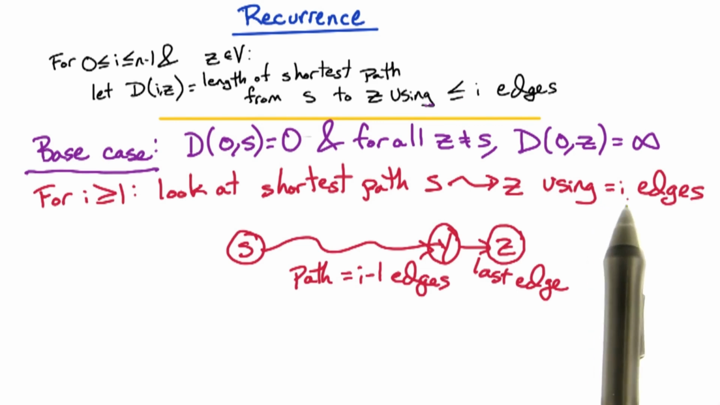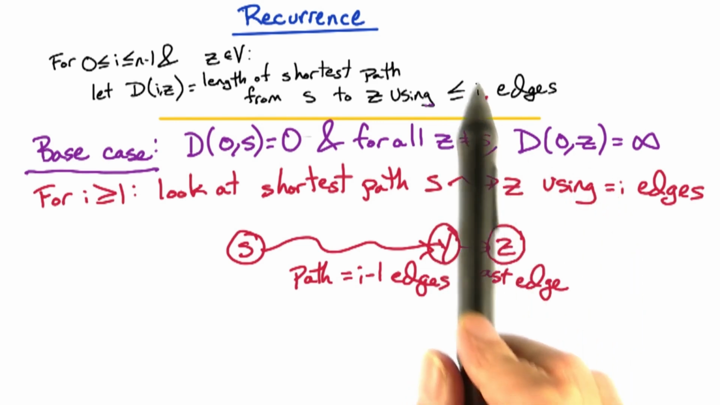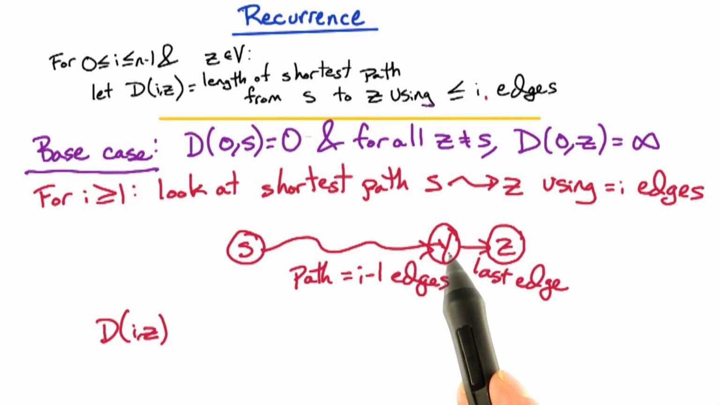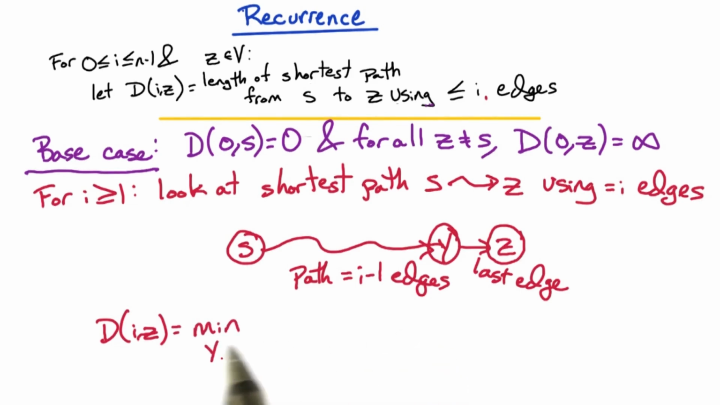Now we're talking about exactly i edges, whereas before we were talking about at most i edges. Let's just look at this version for now. Can we write a recurrence now for d of i z? What we're going to do is try all possibilities for the penultimate vertex on the path, and take the best of those choices for y. The best means shortest, which means minimum. So we're going to minimize over the choices of y.